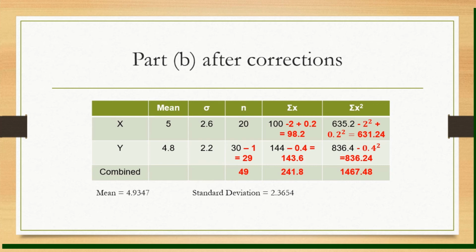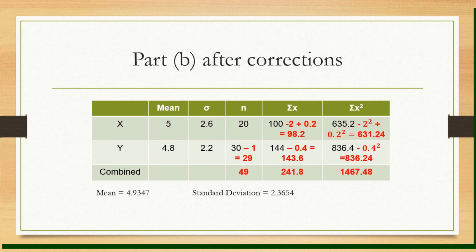Yes, this is very tedious, so make sure you draw your table big enough and neat. The moment your work is neat, you should be able to trace back your working and it should be okay. Sigma x squared is 635.2. You want to take out 2, right? So minus 2 squared plus 0.2 squared because you're adding 0.2 into the data. So you will get 631.24. In this situation, everything is in 1 or 2 decimal places, no problem. But if it's more than 1 or 2 decimal places, 3, 4, 5, 6, make sure you round off to 4, okay?